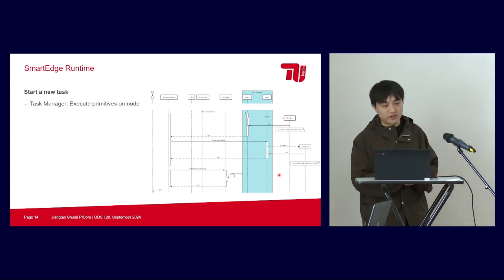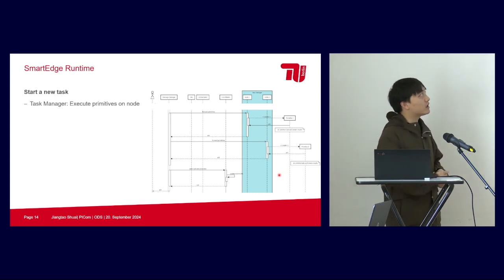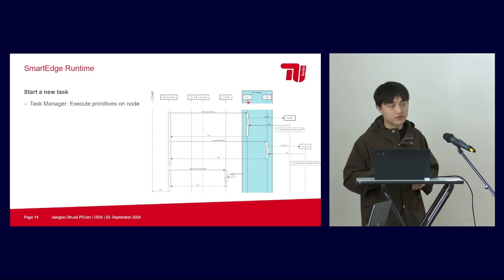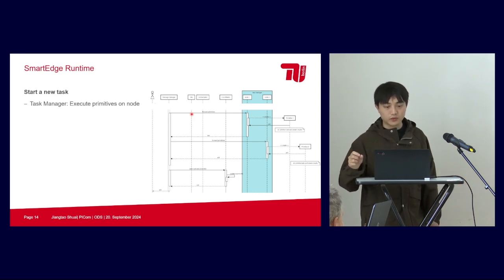So here there's a new thing called the task manager. The task manager is the real thing that will execute the primitives on the edge devices. Here I show there are two nodes. Node 1 and node 2 mean we have, for example, two different swarm members or edge devices. The message manager receives the primitives from the orchestrator, then sends the corresponding primitives to the different nodes to run them. So every node has a task manager to receive this information.